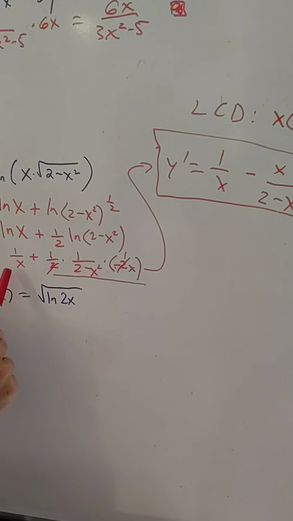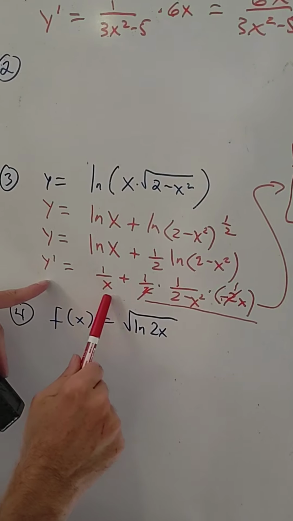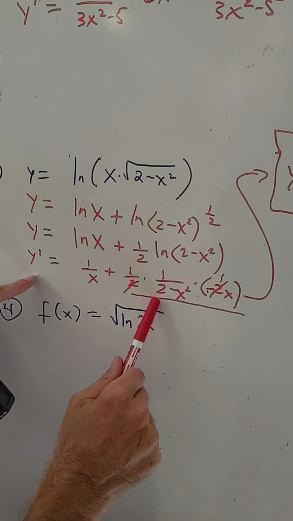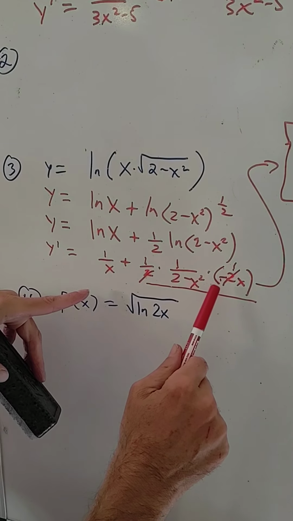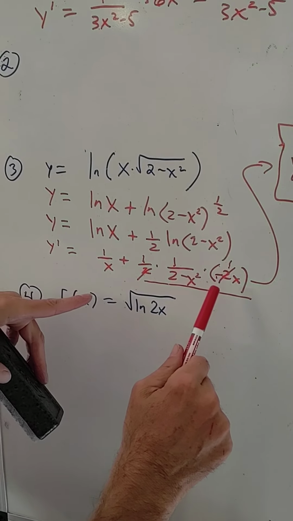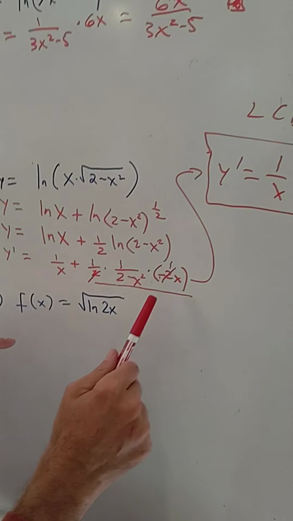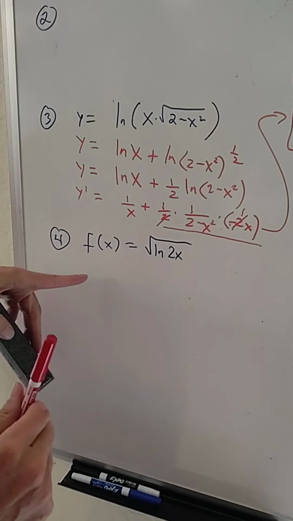So does this look good, everyone? No mistakes, I don't think. Let me just double check here. Negative 2x. So I got 1 over x and then minus. Looks good, looks good. Okay, so here's the final problem here.